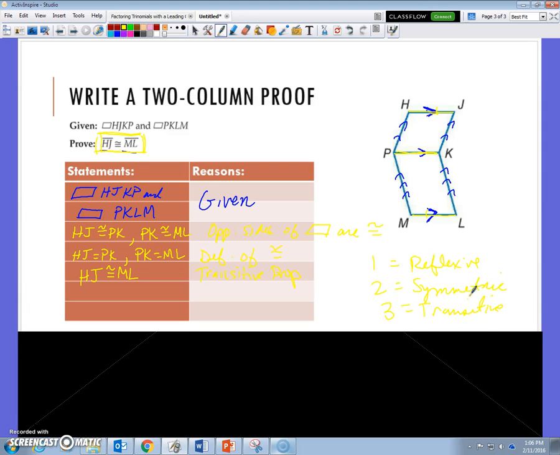Okay, and so I've proved what I'm trying to prove, and this was the main one from yesterday, the main theorem that we learned, that opposite sides of parallelograms are congruent. And so just depending on what you're trying to prove is going to kind of dictate where you go with your proof. If you're trying to prove angles congruent, you're going to use some theorems about the angles of parallelograms. So it'll help you steer in the right direction.